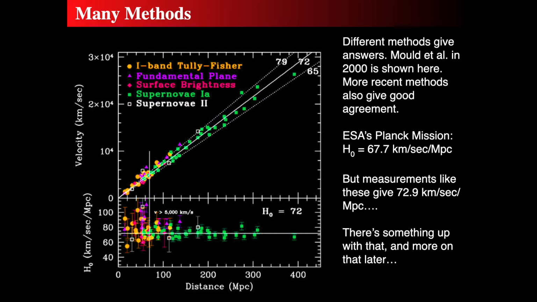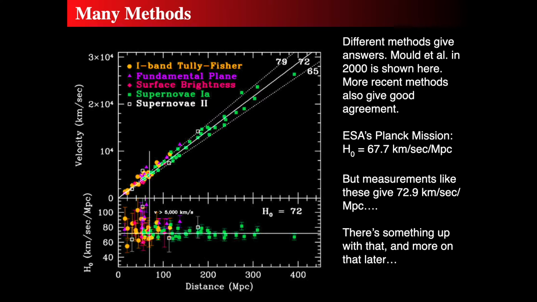Just to make sure we all know, there's no one on board the HST. It's a robotic facility. Other recent measurements, as shown here using Cepheids and other standard candles, show that H0 is about 72 or 73 kilometers per second per megaparsec.